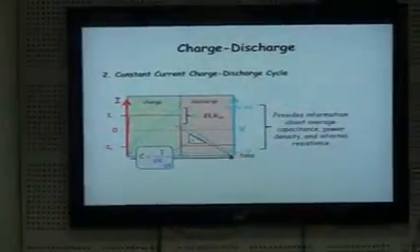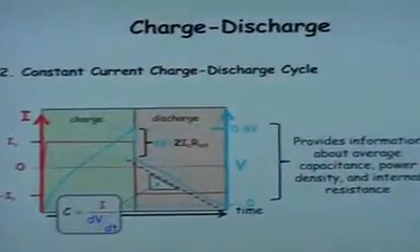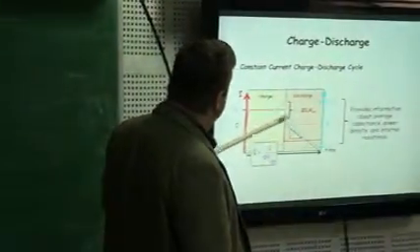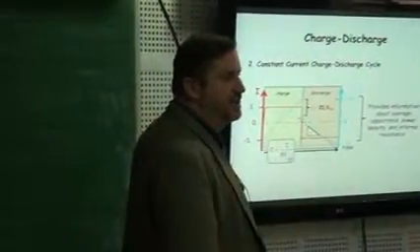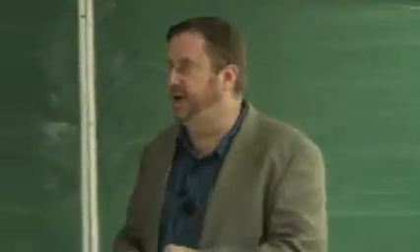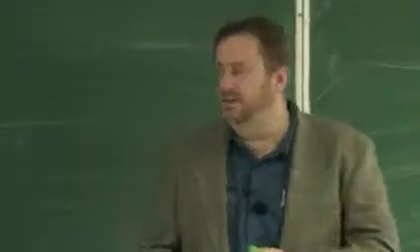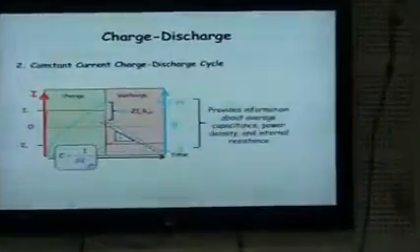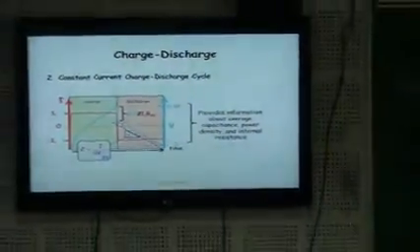However, something interesting happens at the switch point. That's when you switch from positive to negative current, or charging to discharging. And you'll see that there's a drop in the voltage at that point. That actually is a very useful thing to measure because it tells you how much internal resistance is in your device. So if you can measure that quick voltage drop, that can be used to tell you what your internal resistance is.